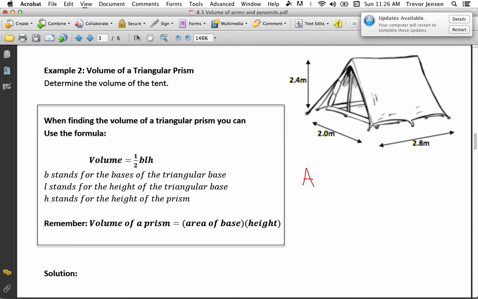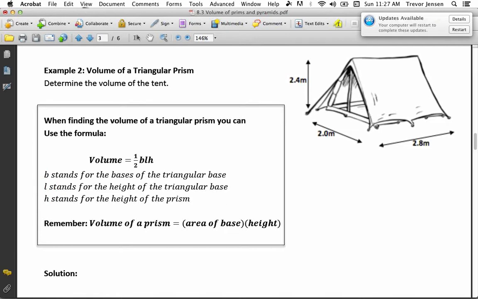Remember, the area of a triangle equals base times height divided by 2. In this case, I'm not going to use the letter h to represent the height of the base though, because I need to reserve the letter h to stand for the height of the entire prism. Therefore, I'm going to use the letter b to stand for the base of the triangular base. So that's going to be the same. But to represent the height of just the triangle, I'm going to use the letter L. L stands for the height of the triangular base, because I need to save the letter h to stand for the overall height of the prism.